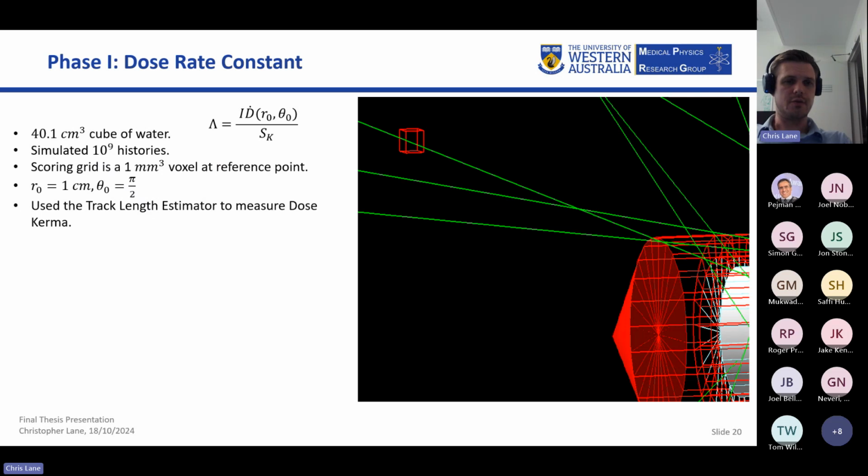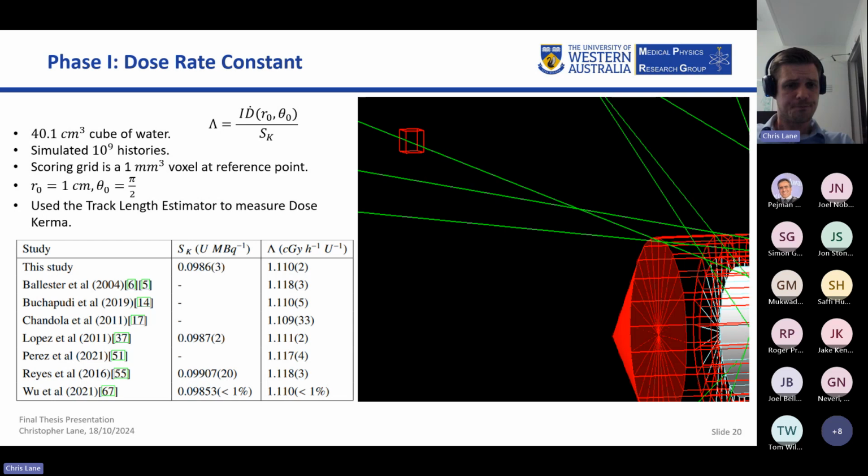And it's 1 centimeter, and the angle there is just pi on 2, and I used that to calculate the dose, using the track length estimator to calculate the dose Kerma. So that gave me the dose rate. Intensity was the same as in the previous, and then I divided that by the Kerma strength to calculate the dose rate constant.